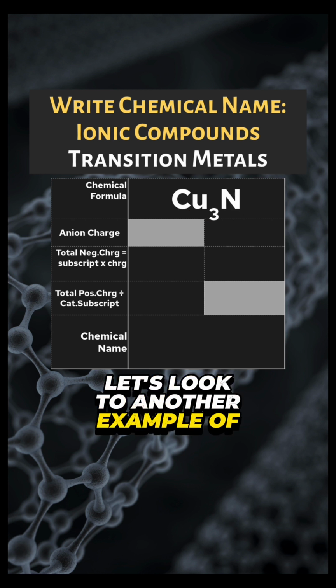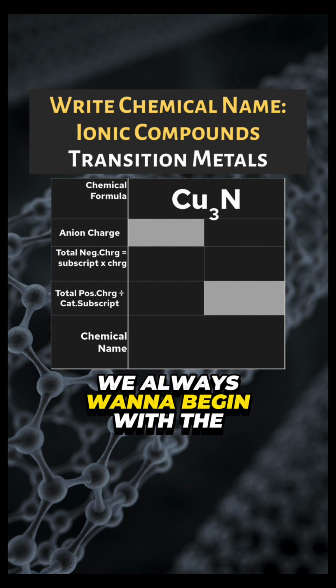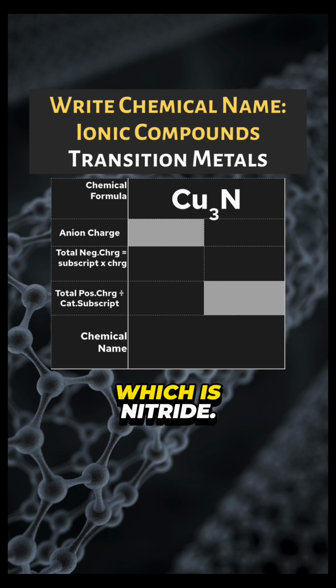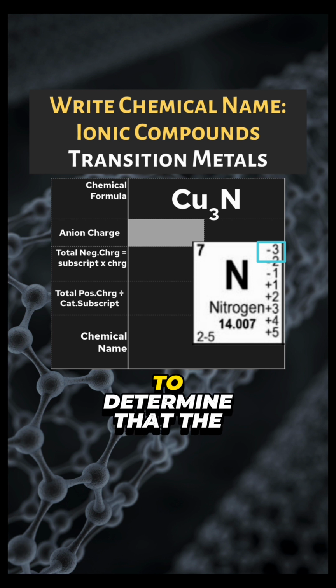Let's look at another example of naming ionic compounds. Cu3N. Notice that there's a transition metal in there. We always want to begin with the charge of the anion, which is nitride. You can use a periodic table of your choice or a list of your choice to determine that the nitride ion has a -3 charge.